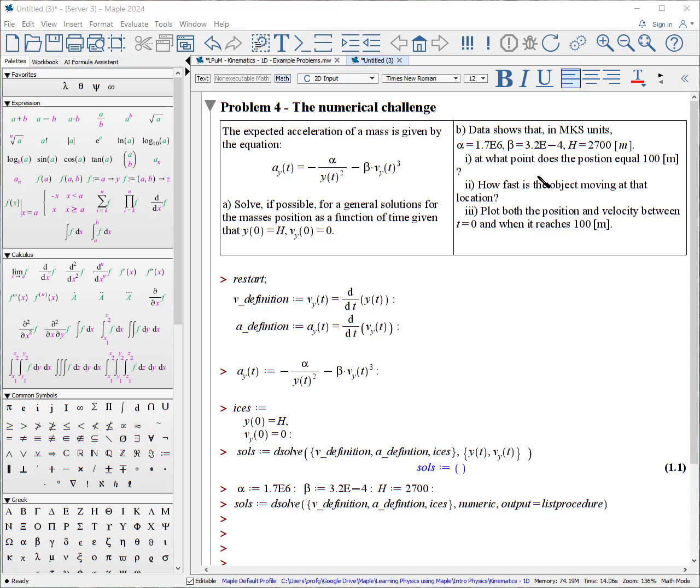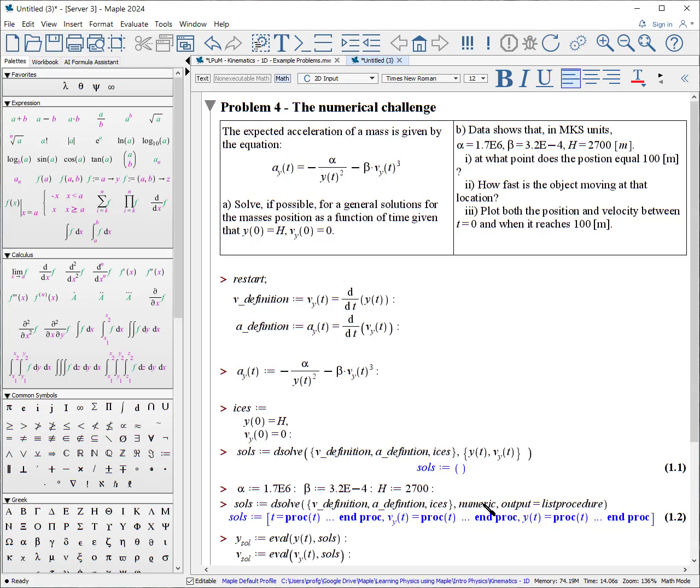Since we can't solve problem A, let's go to part B, which says, here's some constants that we could put into our problem. Can we figure out what's going on numerically? So let's include these constants, defining each constant by colon equals, and differentially solve the same equations with the same initial conditions, but numerically and outputting as a list procedure. Enter, enter, and you can see the procedures for both the position and velocity as a function of time.